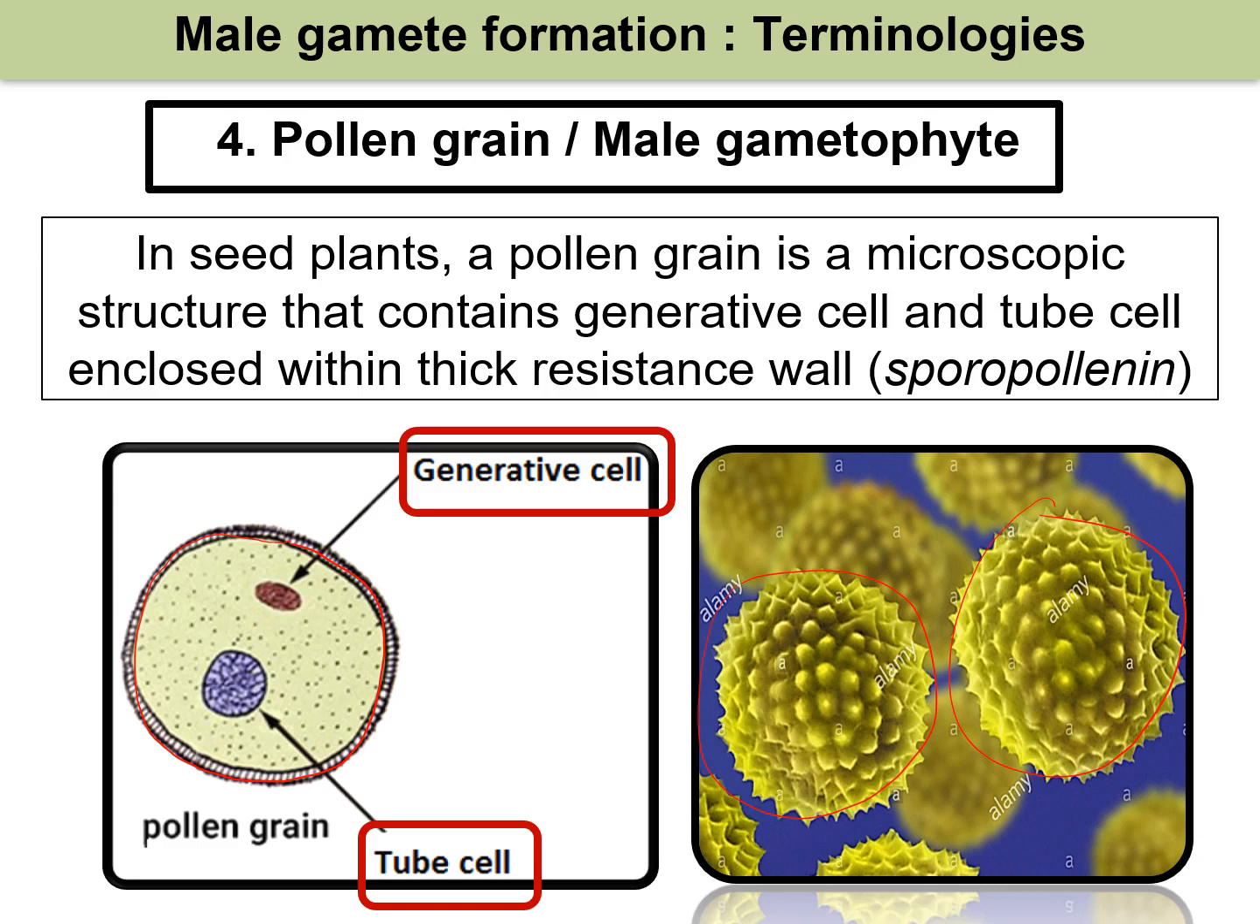macam air, lembapan air yang terlalu banyak, so dia boleh tersebar oleh angin dan juga air. Mungkin bila ada air hujan mengalir, dia boleh bergerak, boleh mengalir dari satu bunga ke satu bunga yang lain.